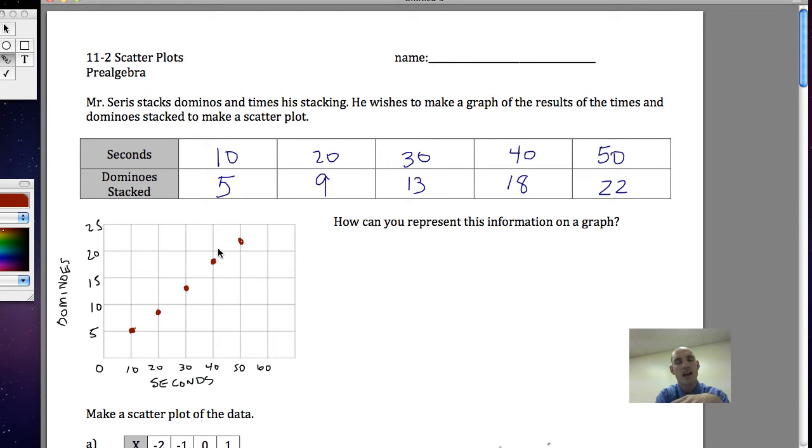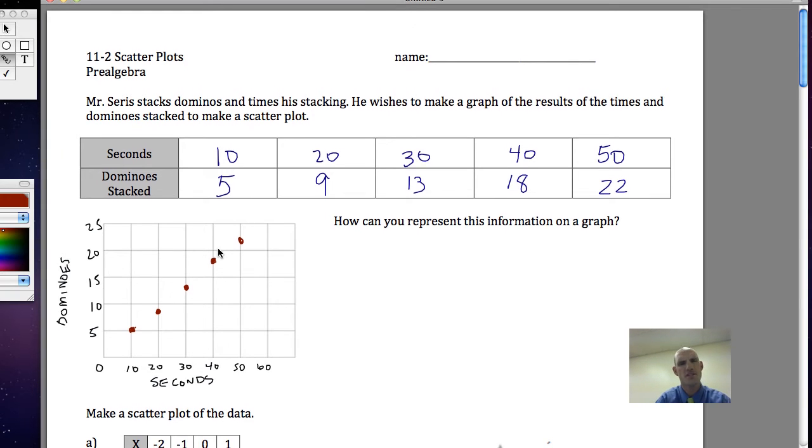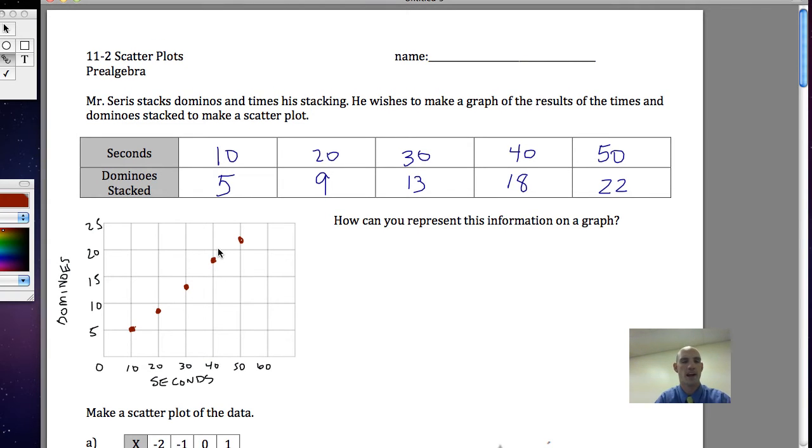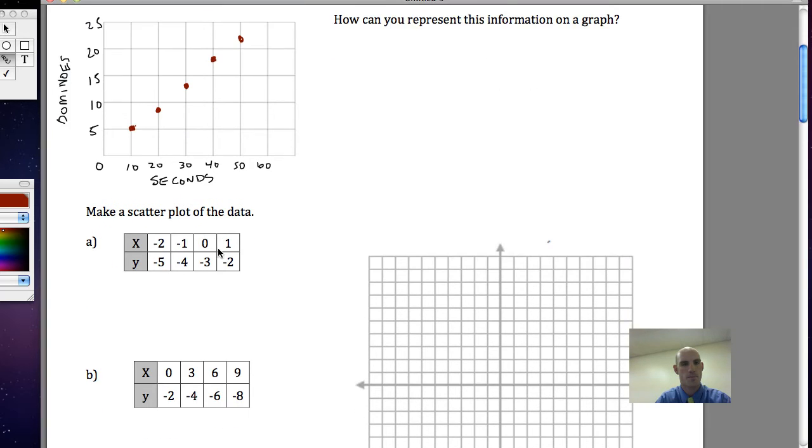If I get to 60 seconds, how many dominoes should I have stacked? Well, it looks like I should have between 25 and 27 dominoes stacked. At the end, we'll see if I actually got to that 60-second mark and see how many dominoes I had stacked. We'll make a prediction. See if you can predict how many dominoes I had stacked at the end.